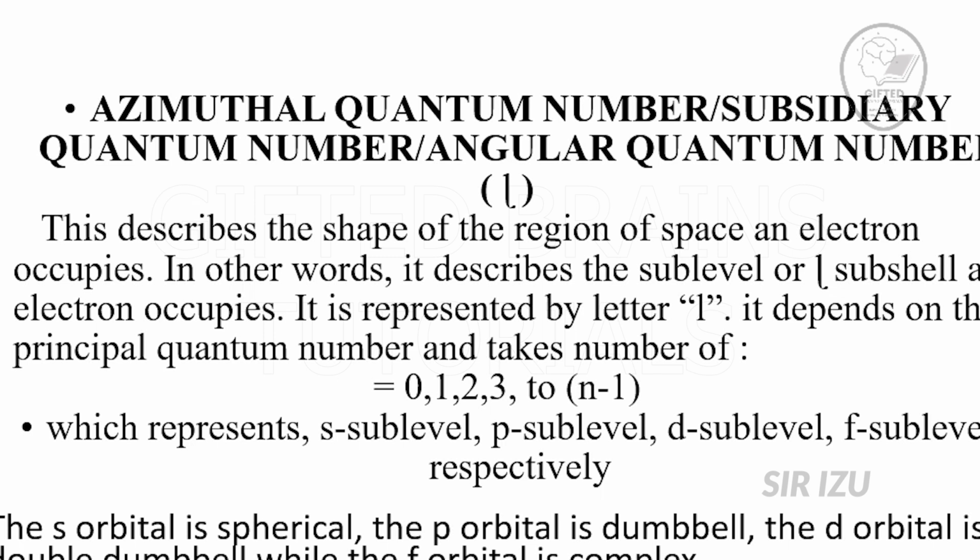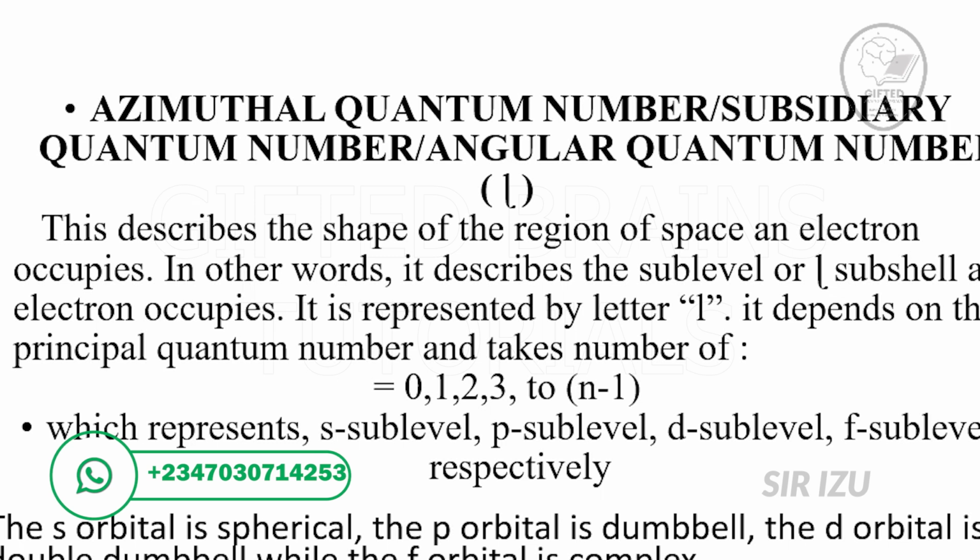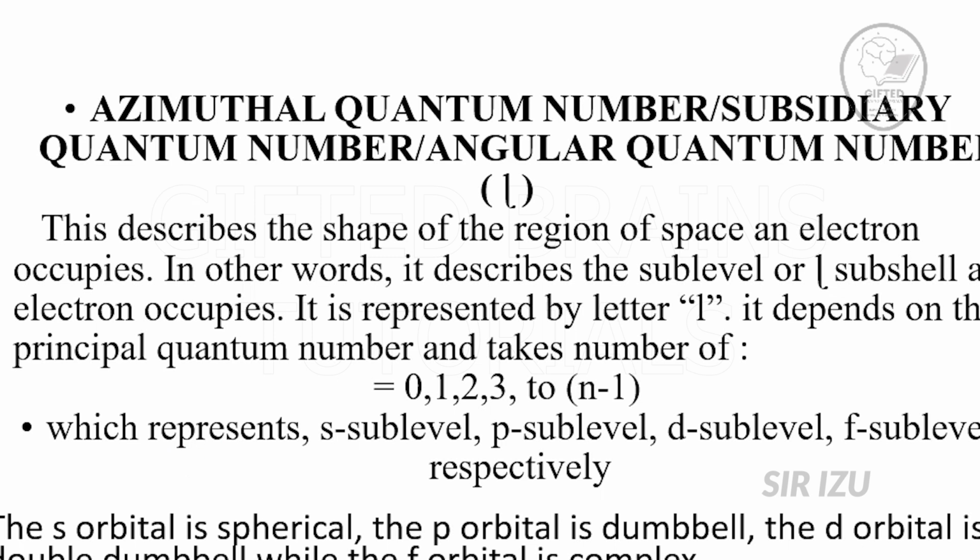For instance, if the n value is equal to 2, I'm talking about the L shell. The possible regions of space we can have are l equals 0 and l equals 1: 0 for the s and 1 for the p. Now, if I say n equals 4, the possible spaces the electrons could be occupying available to us will be l equals 0, l equals 1, l equals 2, l equals 3. So it takes values one less than the principal quantum number.